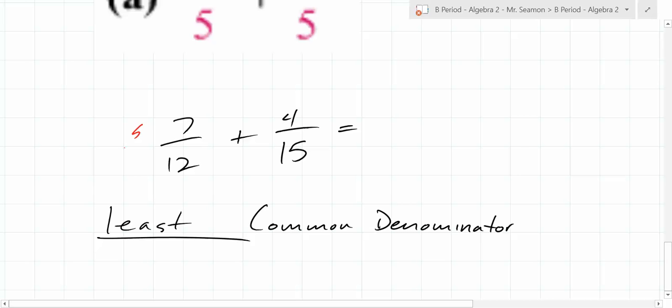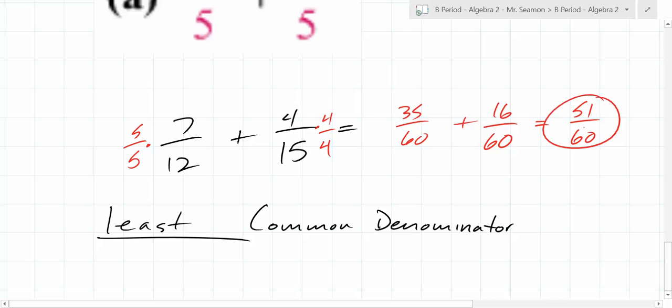So you have to multiply by 5 over 5. And what about 15? You multiply by 4 over 4. So what do you end up with? 35 over 60 plus 16 over 60. Now do we have a common denominator? Yeah. So we end up with 51 over 60. But you need that LCD, the least common denominator.